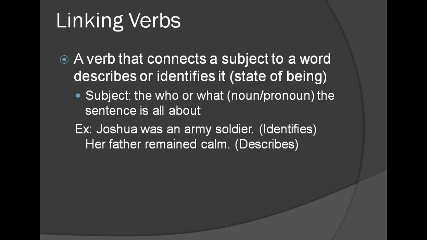For example, Joshua was an army soldier. Was is your verb, and it is identifying that Joshua is an army soldier. Her father remained calm. Remained is the verb. It is describing her father in relation to calm, and so it is also a linking verb.